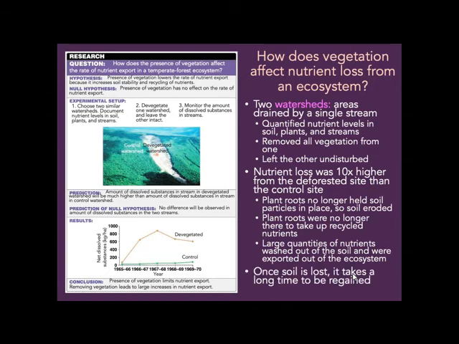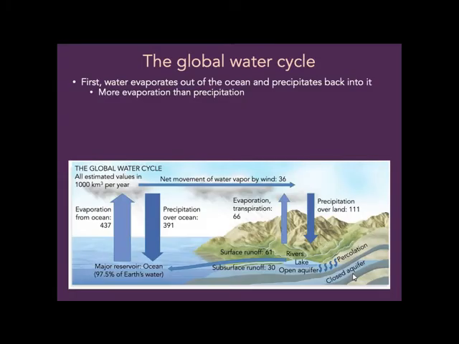One thing that should be noted, so remember we talked about primary and secondary succession: once you lose soil, it can take a very long time to get it back. All right, now we're going to run through some water cycles.